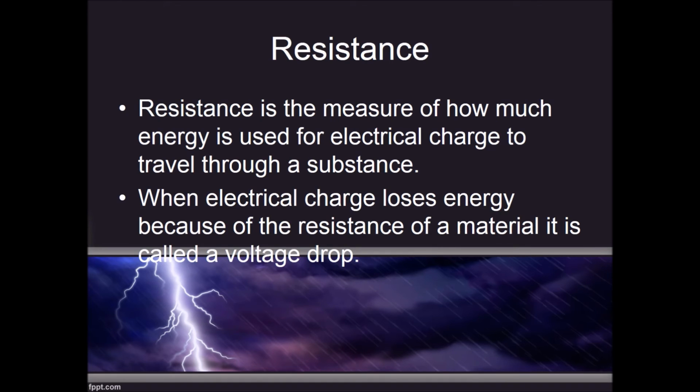Whereas something like a plastic or rubber would provide very high resistance, or other materials, and that means that when the charges go through that, they lose energy because of the resistance of the material, and this is what's called a voltage drop, because they're losing energy.